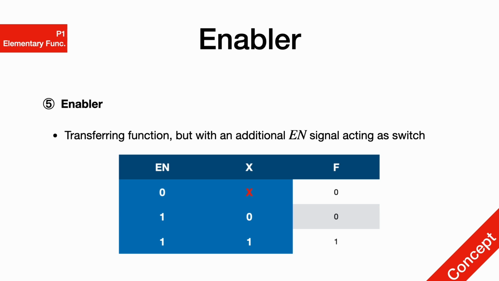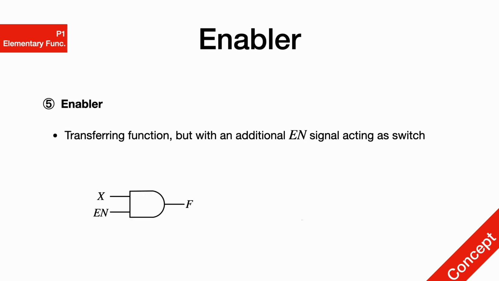To implement such an enabler, we can simply use an AND gate, let's say. By combining an AND gate with your input x and the enabling signal en as inputs, it essentially has the same truth table as the enabler. So this is one of the most common ways to implement an enabler.